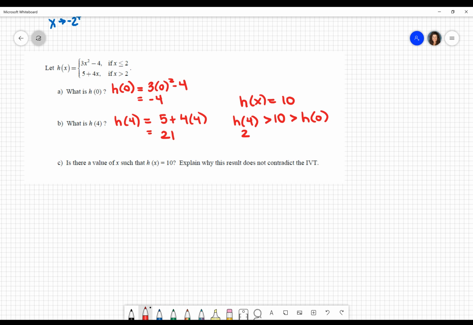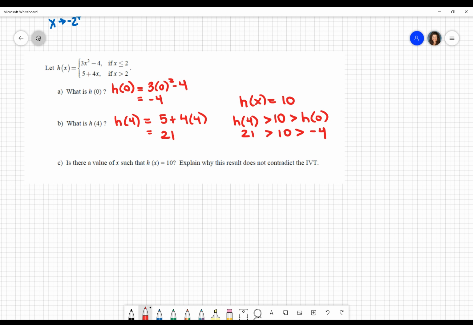Because h of 4 is 21, so 21 is greater than 10, and h of 0 is negative 4. Now, I can only use this principle. I can only guarantee that the value will be 10 if we can apply the intermediate value theorem. And the intermediate value theorem states that a function must be continuous.